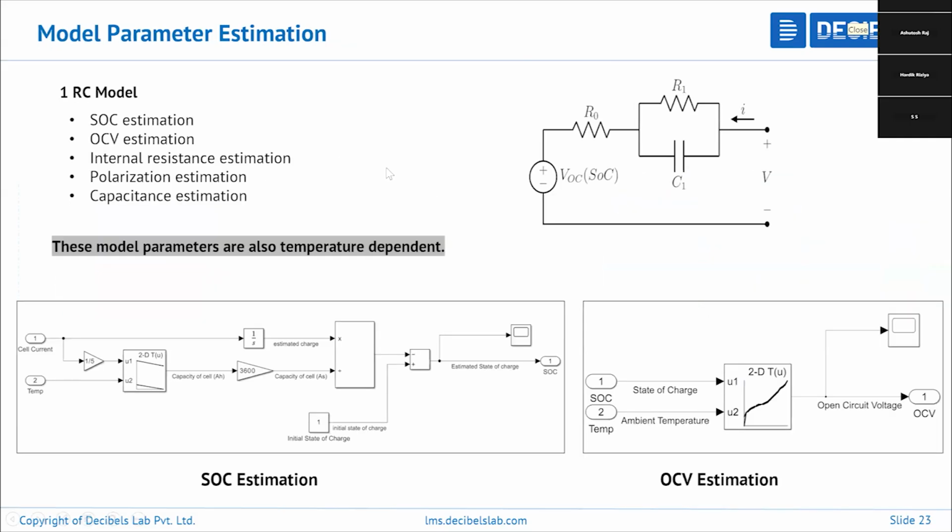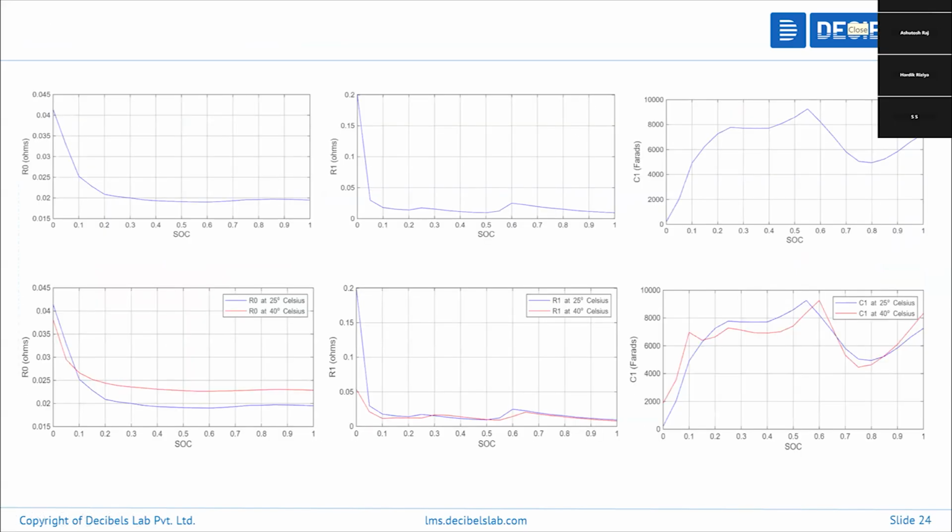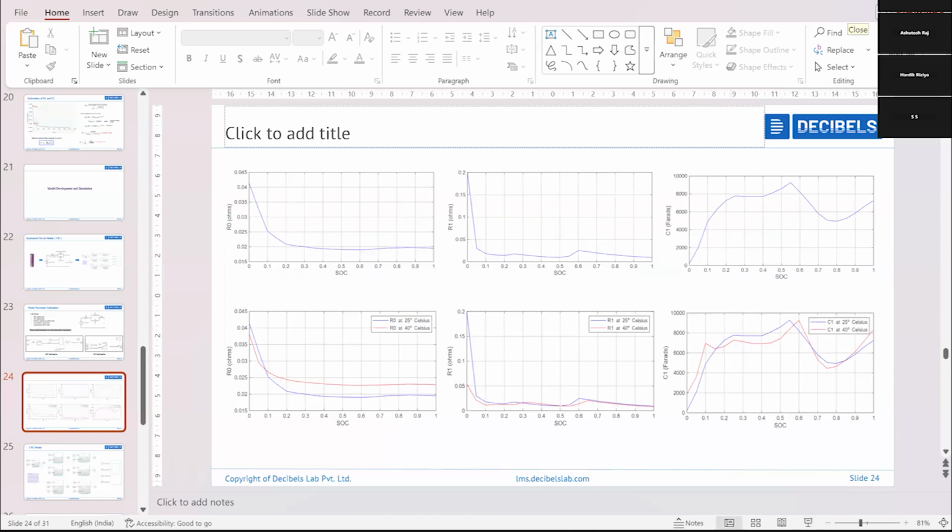For this one RC model, we need to estimate the model parameters. So we have the SOC estimation, OCV estimation, then how to estimate internal resistance, then polarization estimation, then capacitance estimation. These values are not only dependent on SOC, they also depend on temperature. So the models we build will also be dependent on temperature. Now I will go through MATLAB and show you.